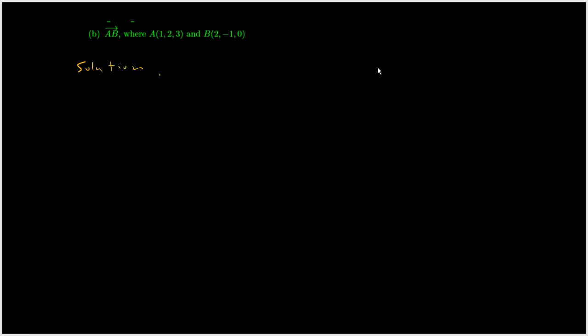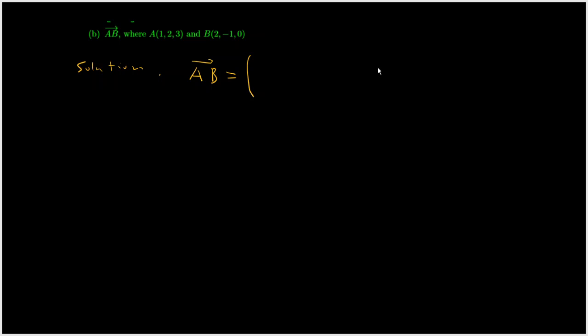So before we do anything, we have to compute the components of AB, right? Now let's recall how, if you know the initial point and terminal point, how can we get the components of the vector? AB is a vector having 3 components, right? Now let's compute the 3 components.